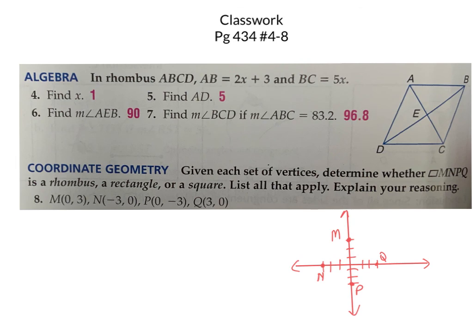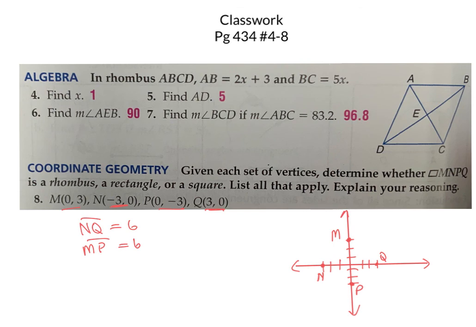If I want to go from N to Q, since both of my y's are the same value, I just subtract. Negative 3 minus 3 is negative 6, absolute value then. So from N to Q, I would get a length of 6. And then from M to P, I can just look at my y values there because my x's are the same. 3 minus a negative 3. M to P is also 6, right?